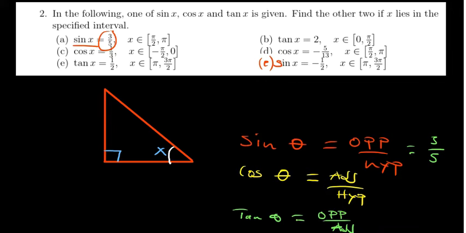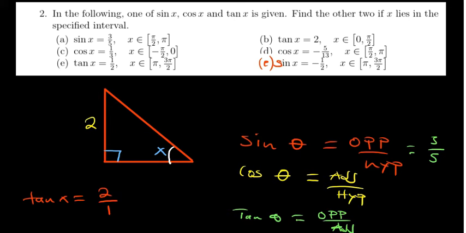Okay. Now if we go to the next one, we've been given tan x equal to 2. How do you answer that one? We can assume you have 2 over 1. So in such a case, the opposite becomes 2. And then our hypotenuse becomes what?